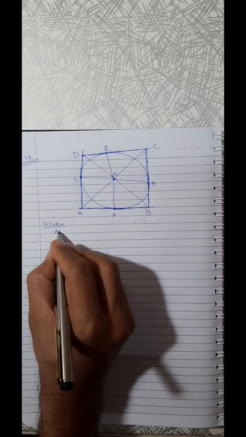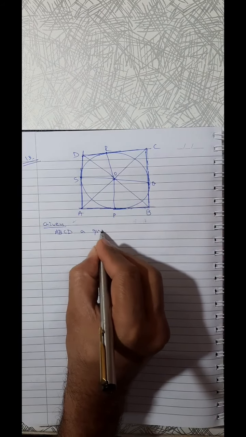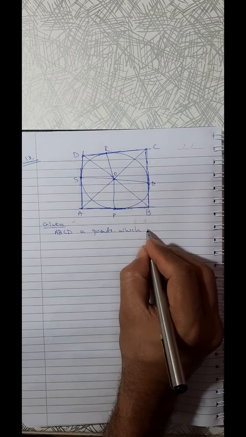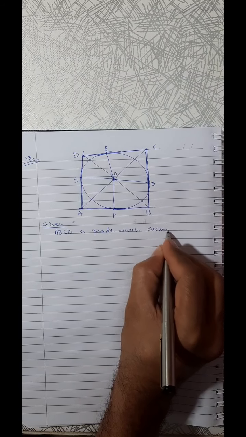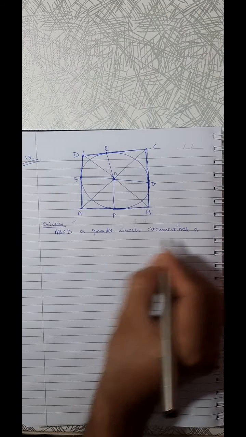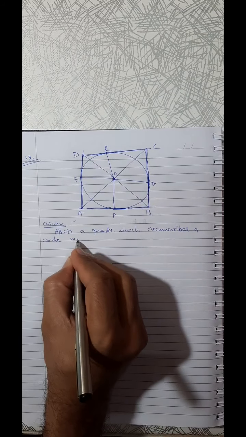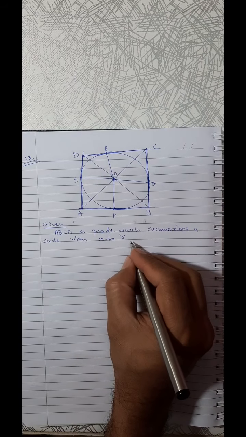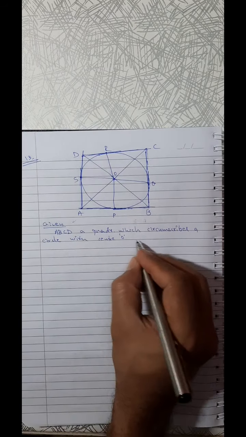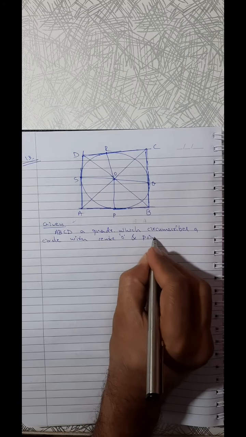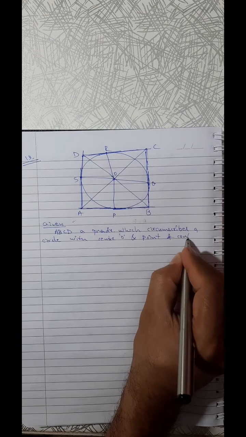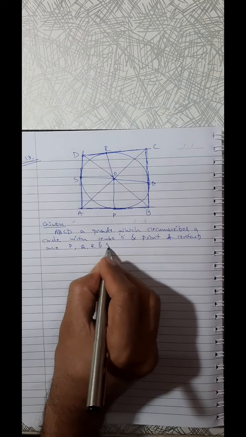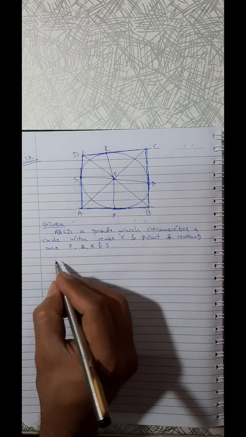Given: ABCD is a quadrilateral which circumscribes a circle with the center O. The points of contact are P, Q, R and S. To prove.